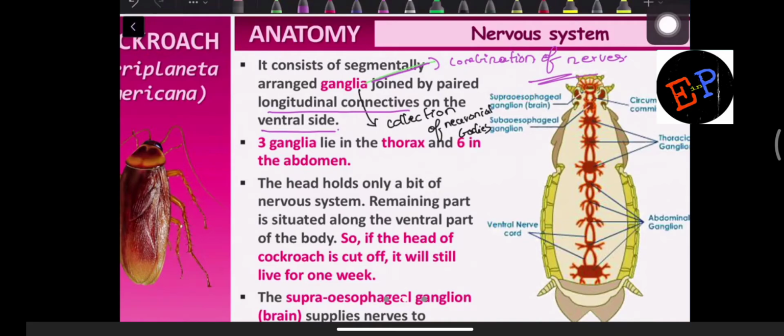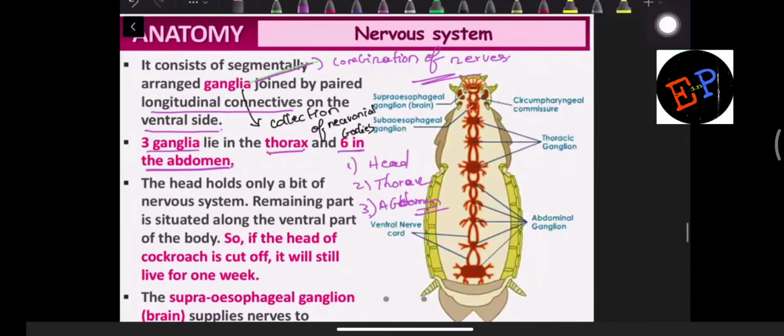Already we studied that the body of the cockroach can be divided into three parts. The first is the head, the second is the thorax, and the third is the abdomen. So in the thorax, how many ganglia can you find? Three ganglia in the thorax, and six ganglia in the abdomen. This is the thorax region, where you find three ganglia, and in the abdominal region you find six ganglia. A group of nerves. Are you able to understand?